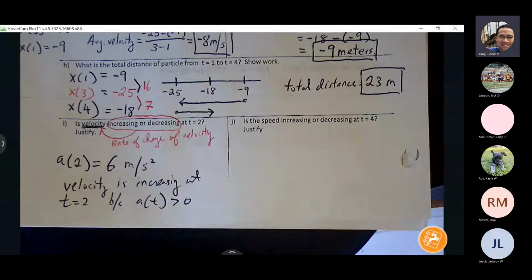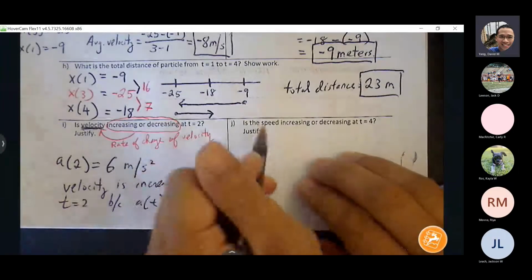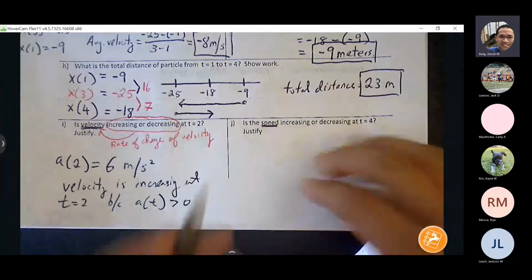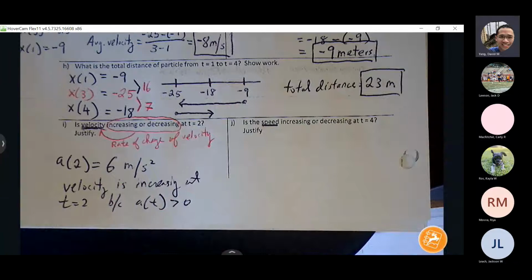Okay, part J, wording is very similar, but instead of velocity increasing or decreasing, now it is speed increasing or decreasing. We have a completely different method to do that. So how do we determine increasing or decreasing speed? Good. We look at velocity, we look at acceleration at those moments in time, and we compare their signs. If their signs are both the same, speed is what? Increasing. If one is positive and the other is negative, then speed is decreasing.